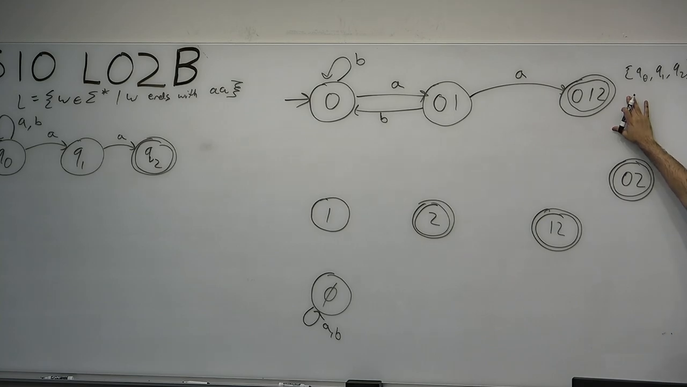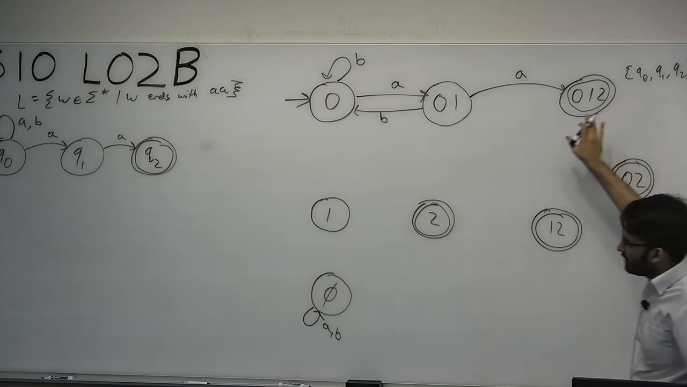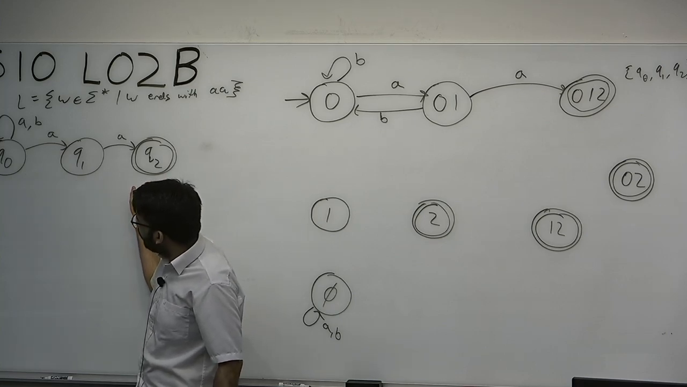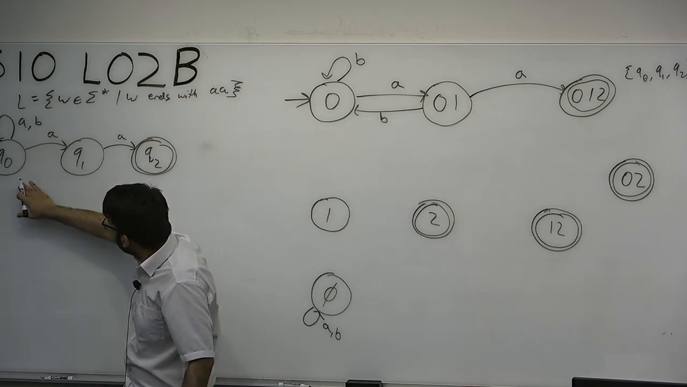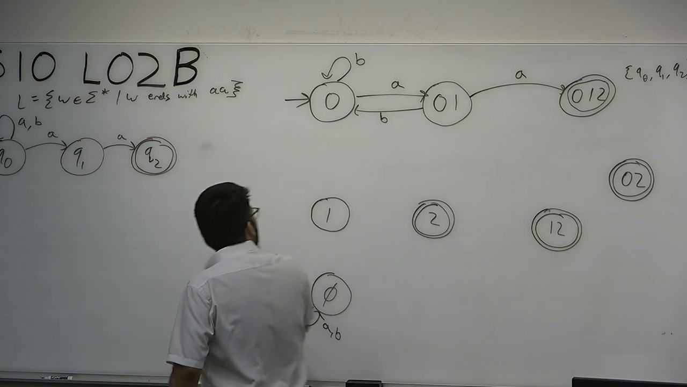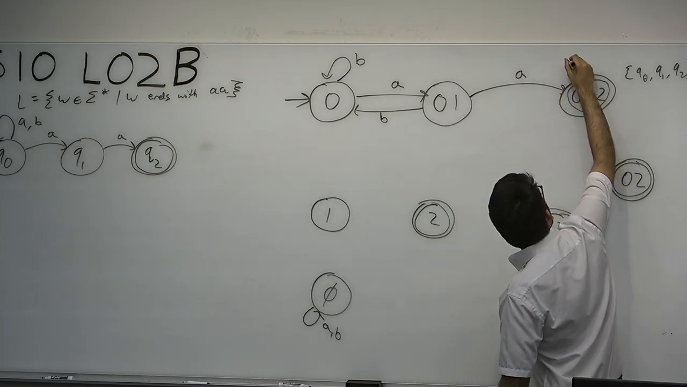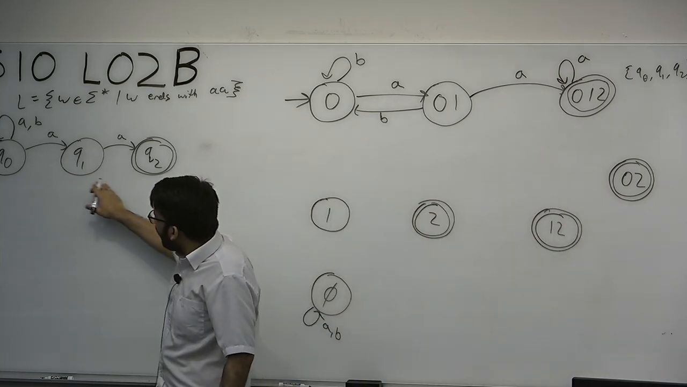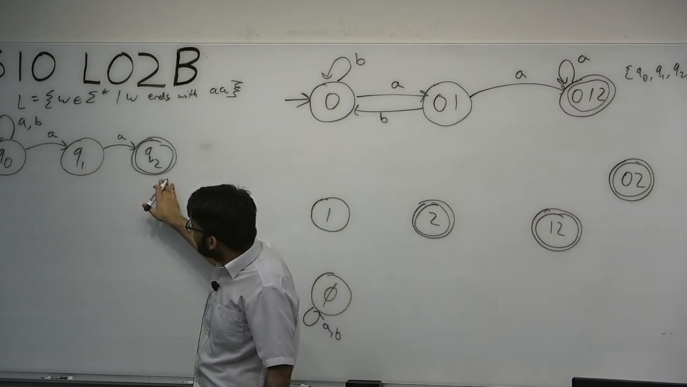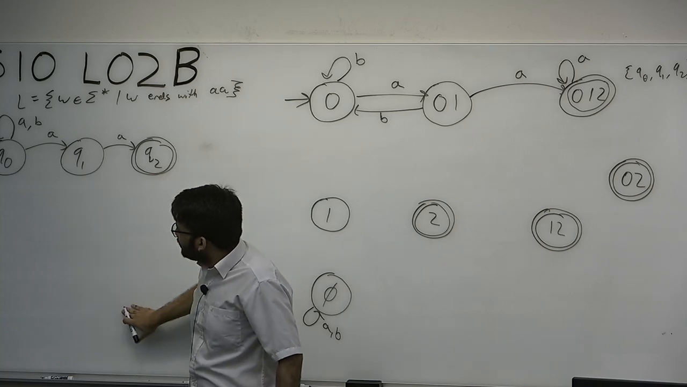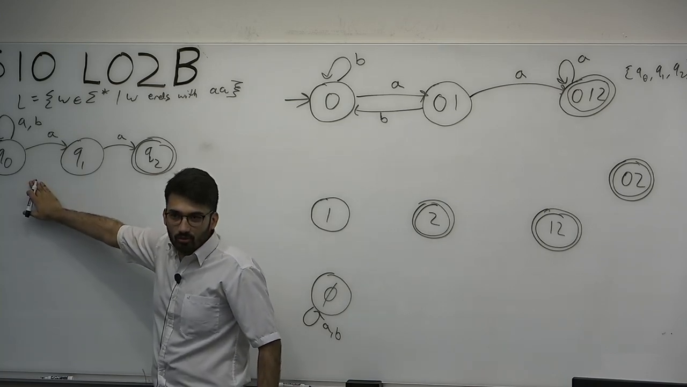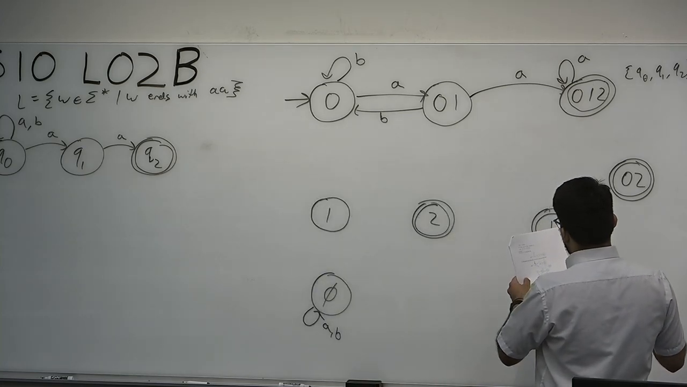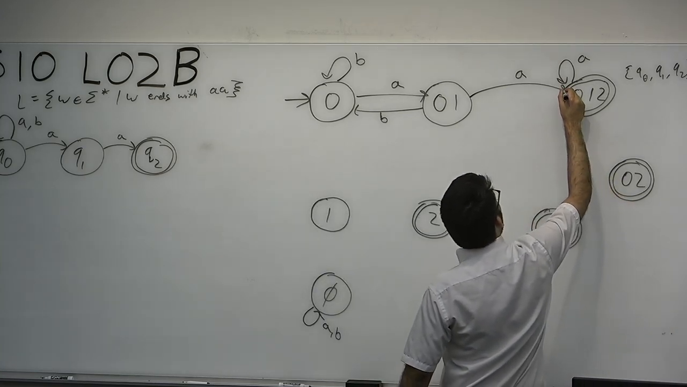If I'm at all 3 states simultaneously and I see an A, where can I go? If I'm at Q0, Q1, or Q2 at the same time and I see an A, I can go to Q0, Q1, or Q2. Okay. If I'm at Q0, Q1, and Q2 and I see a B, these are going to reject, but here I'm going to stay in Q0. So this is going to be 0. I see a B. And I'll draw it above.